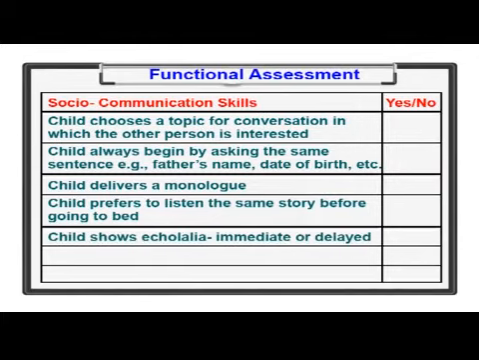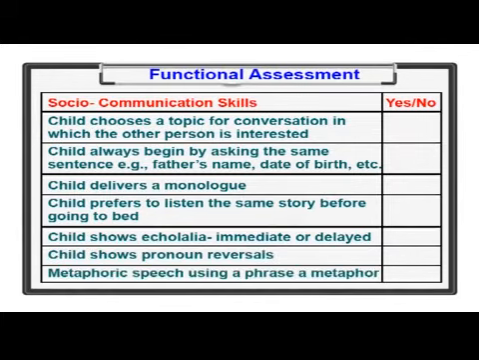See whether the child shows echolalia, immediate or delayed. See whether the child shows pronoun reversals. Check whether the child shows metaphorical speech using a phrase or a metaphor. See whether the child falls in the yes or no category. Then based on the response, you plan for the child's individual plan.